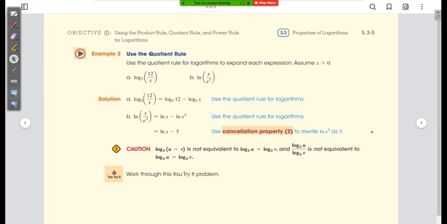All right, so we're still expanding. This time we're doing division. So we have log base 5 of 12 divided by x.